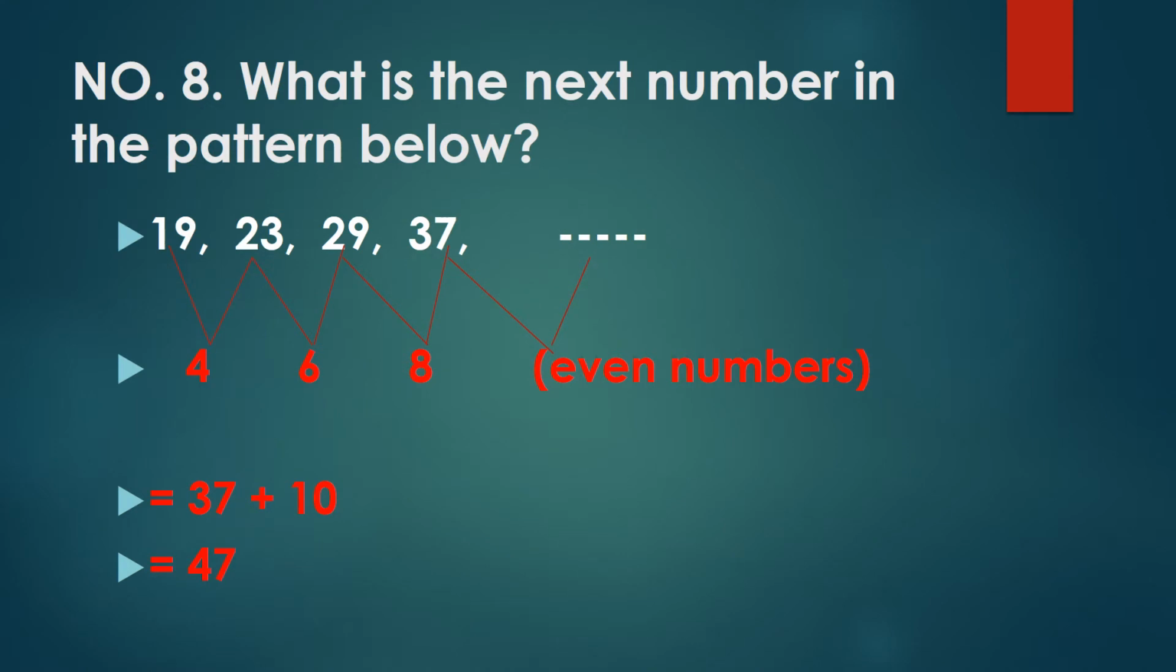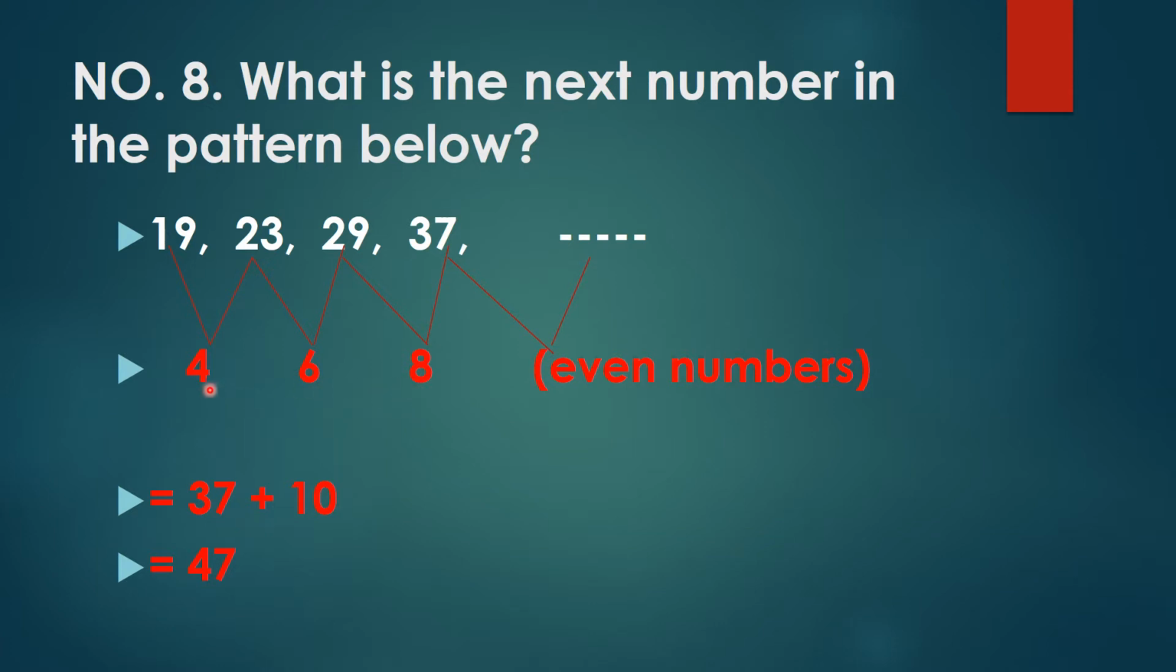Another question that I needed to revise is number 8. What is the next number in the pattern below? So from 19 to 23, how much have they added? So we subtract. 23 minus 19 is 4. Then 29 minus 23, they have added 6. Then 37 minus 29 is 8. So there is a pattern that is forming down here. There is a number that is being added down here.